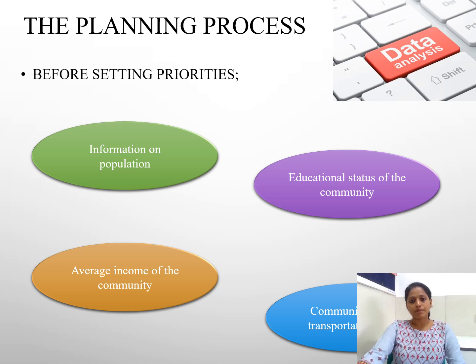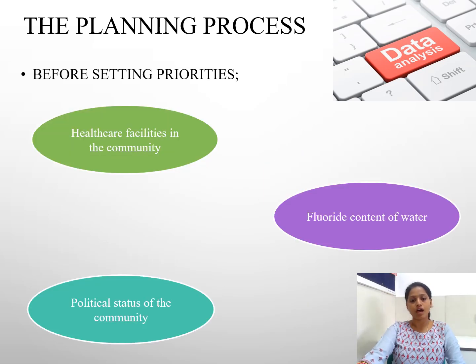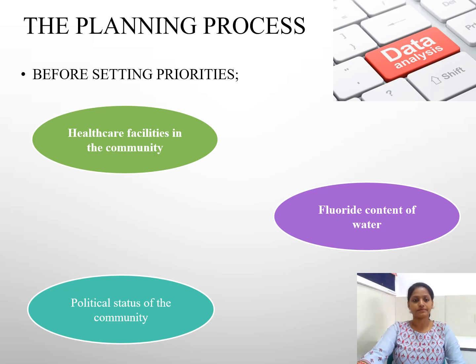The next step in the planning process would be determining priorities. But before setting priorities, we need to do some data analysis or know about some basic information on certain things such as information on population, educational status of the community, average income of the community, and community's public transportation. And also about the healthcare facilities in the community, fluoride content of the water, and political status of the community, etc.